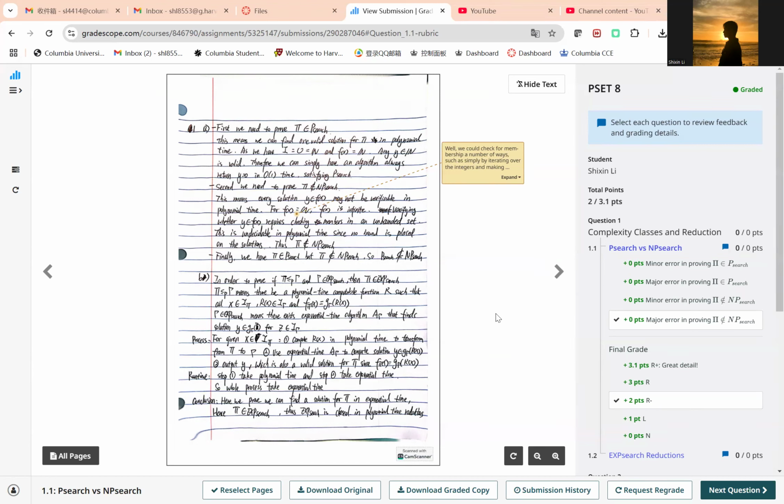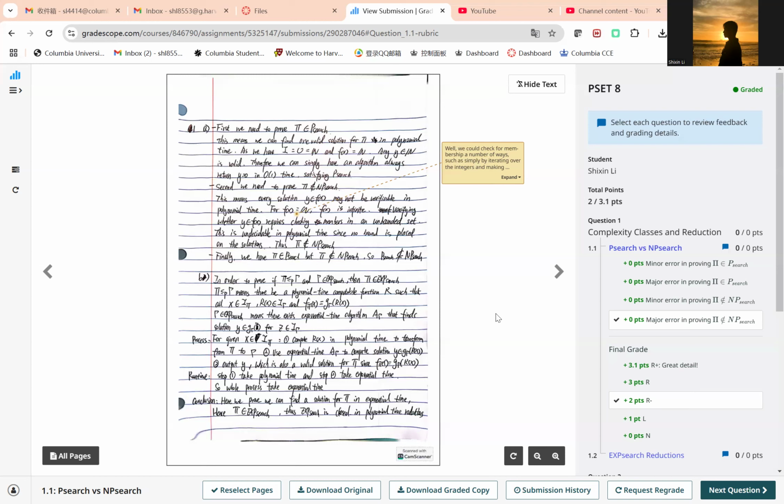So let's start. Actually, for the three questions, for question one and question two, I made some mistakes, and for question three, I got full credit. So let's start from question one. In the first part, I made a major error in proving that pi does not belong to NP search.